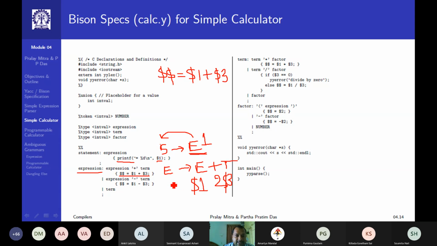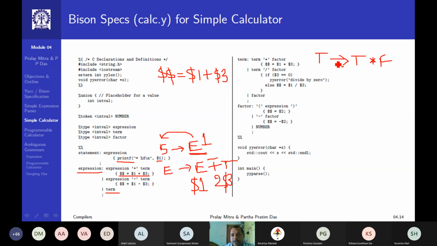The same thing you can expand for E subtraction T, right? And when it is expression derives term, then actually no action is mentioned because this is just a simple reduction. No action is required. That's why. Now if I go to the term, similar to this E derives E plus T, here it will be T derives T multiplied with F.